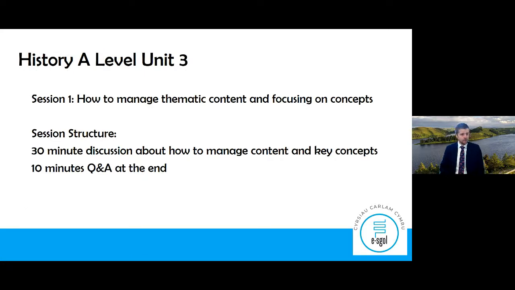So as I said, I'm going to be focusing on Unit 3. I teach Unit 3 here in Llanidloes High School, and today we'll focus on how to manage thematic content and on those key concepts. We'll have roughly a 30-minute discussion and presentation from me about how to manage that content, and then at the end there'll be a roughly 10-minute slot for questions and answers.